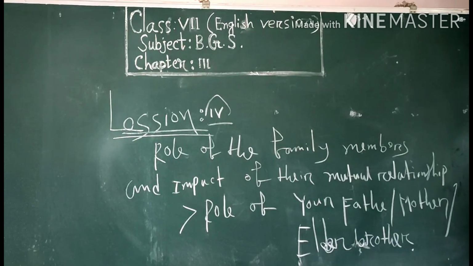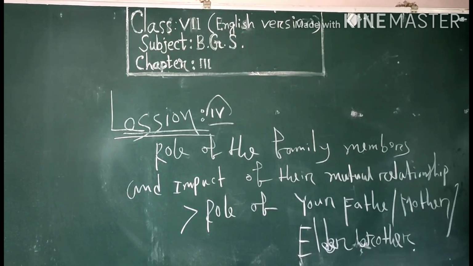Lesson number 4. Let's see lesson number 4. And lesson number 4 is about the role of family members and impact of their mutual relationships in socialization of children. Here the role of your father in your family is much more important. Apart from this, the role of your mother, the role of your elder brother is also very much important here.